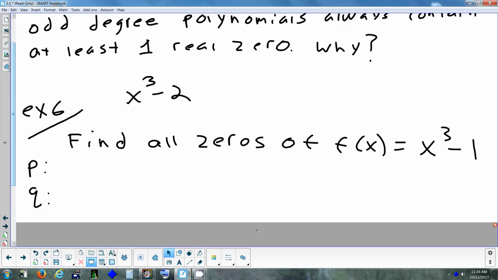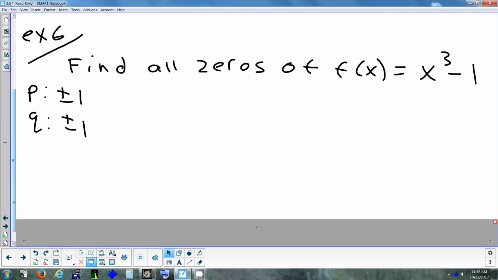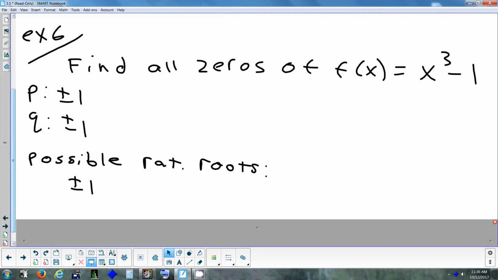Okay, rational root theorem. All right, what are my factors of p in this case? Yep. Plus minus 1. That's it, plus or minus 1. What are my factors of q? Same thing. So now, if we take all the p's and divide by all the q's, what would be all my possible rational roots? Dan? That's it. Plus or minus 1.